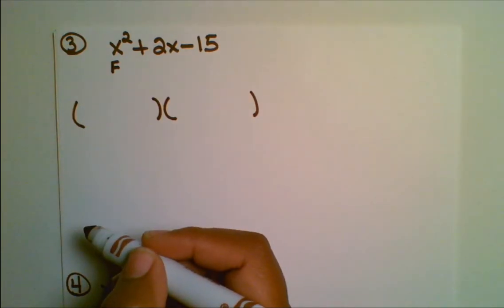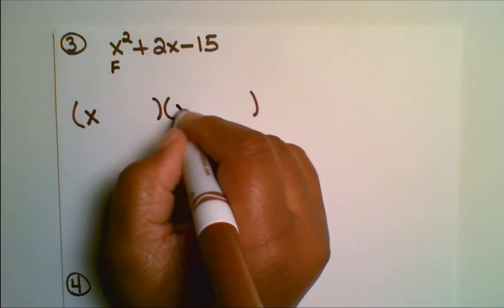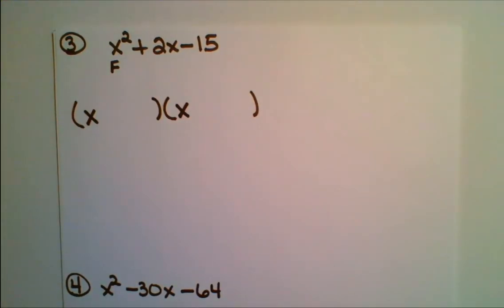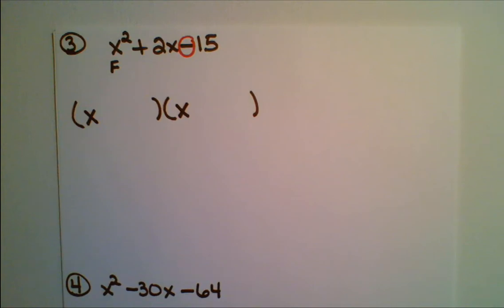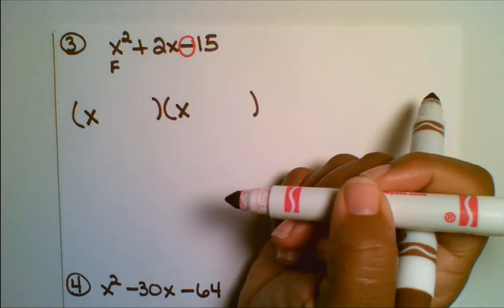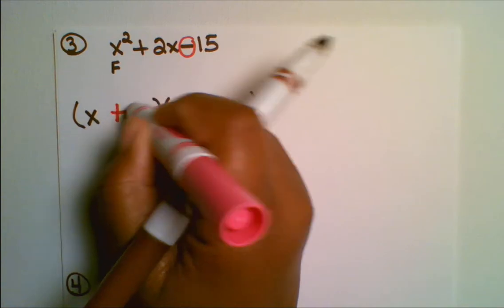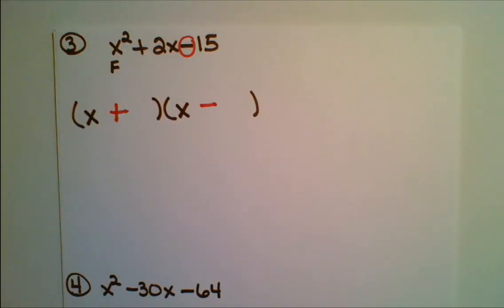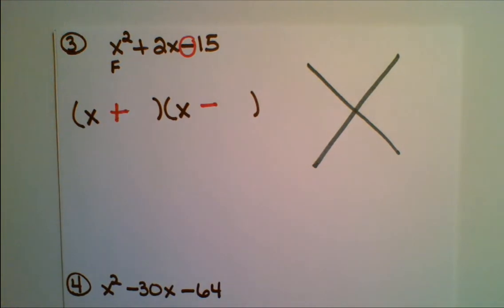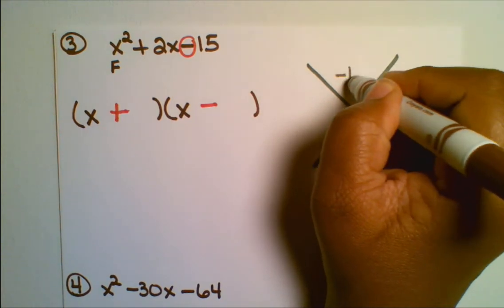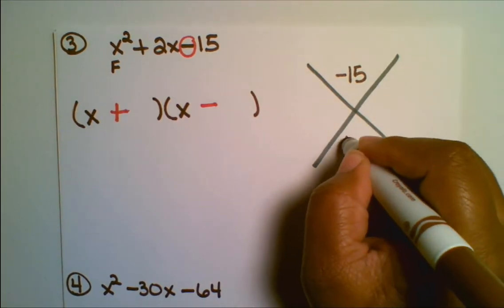Factors of the first term. Let's list them. Fill in the variable part. We have it. X and X for the first term. And then our sign rules. Sign of the last term is going to be negative. So that means we're going to have different signs in the parentheses, meaning one parenthesis is going to be positive, the other is going to be negative. Let's draw X, and let's list the factors of negative 15 that will add to give us positive 2.